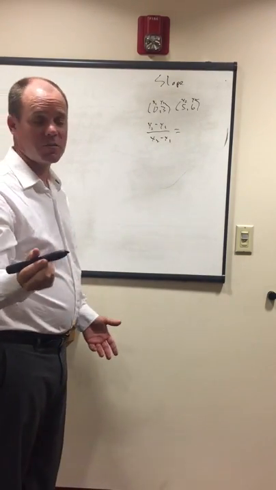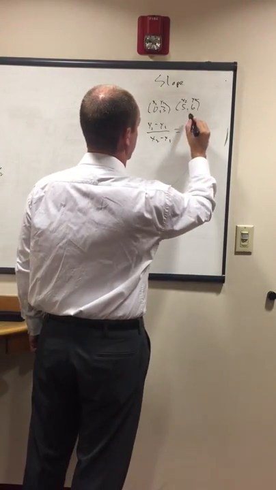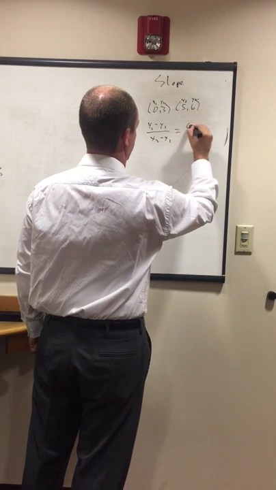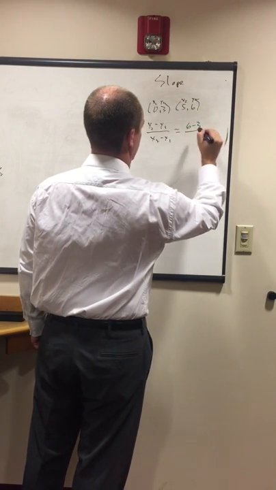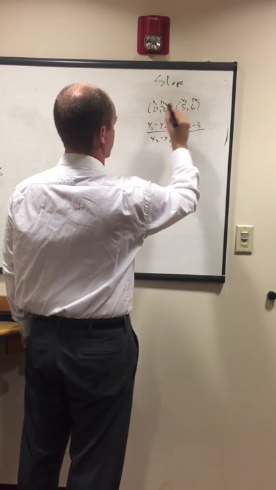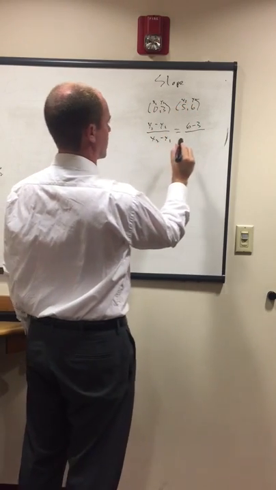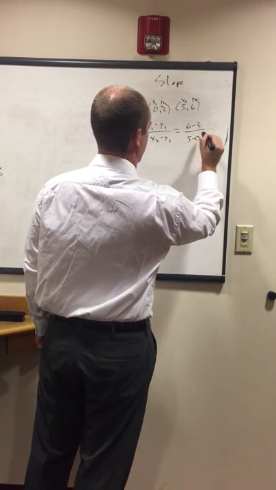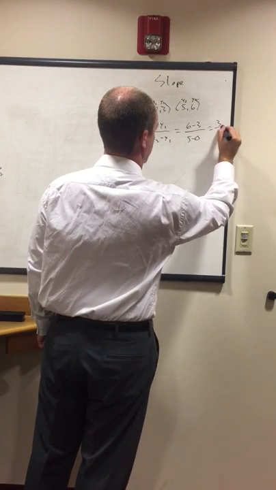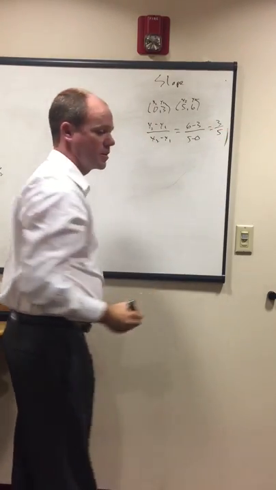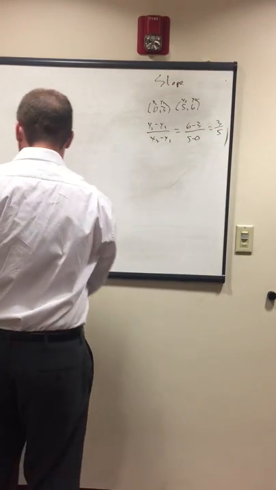Okay, so then we're just going to subtract. Pretty simple. We're going to go 6 minus 3, y2 minus y1, all over 5 minus 0, x2 minus x1, just like it says right here, 5 minus 0. And that's going to equal 3/5. That's how we find slope.